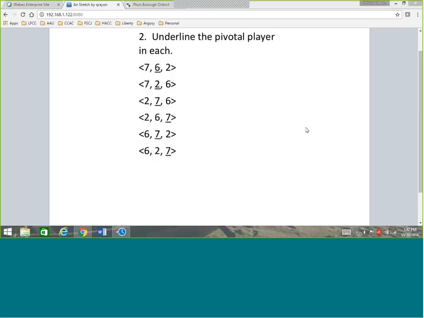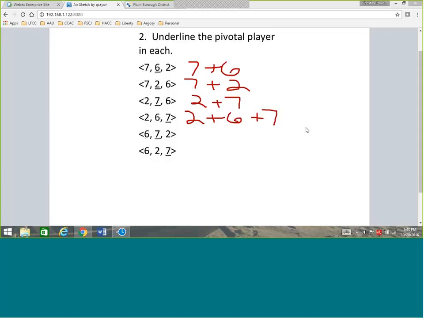Next step, I'm going to underline the pivotal player in each. So remember that the quota is 9. For the first one, 7 plus 6 is all I need to reach 9, so I stop there and underline the 6. For the second one, 7 plus 2, that's all I need to reach 9, so I underline the 2. The next one, 2 plus 7, I don't need to go any farther to reach 9, so I underline the 7.